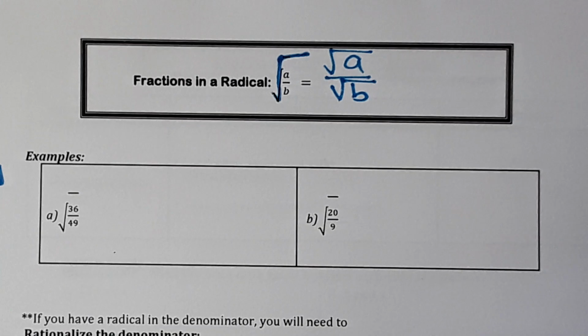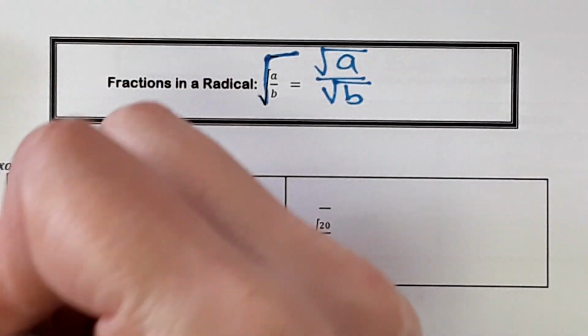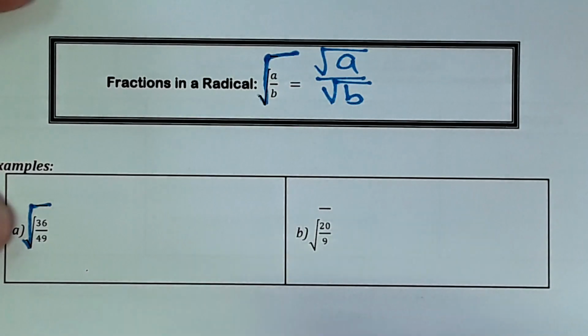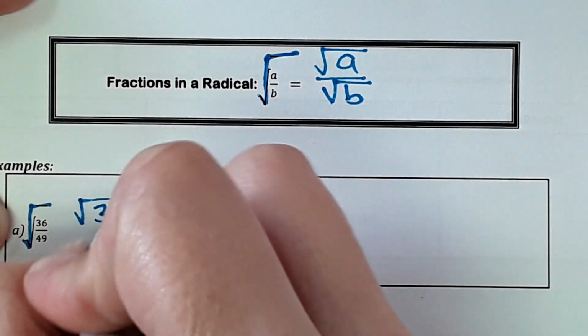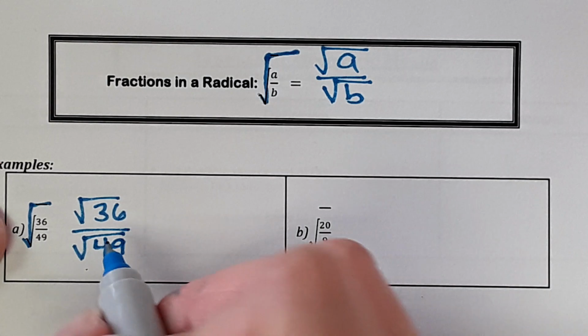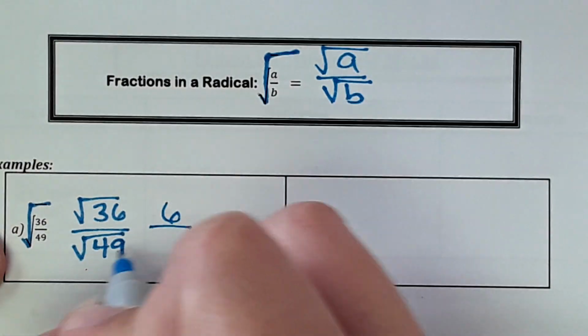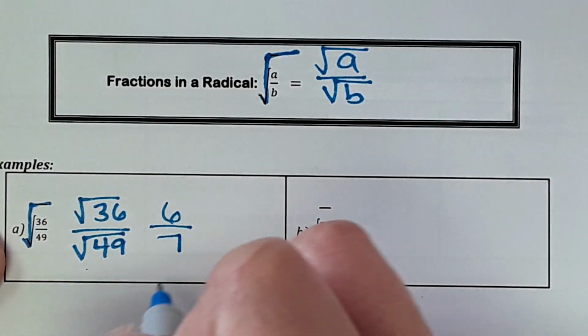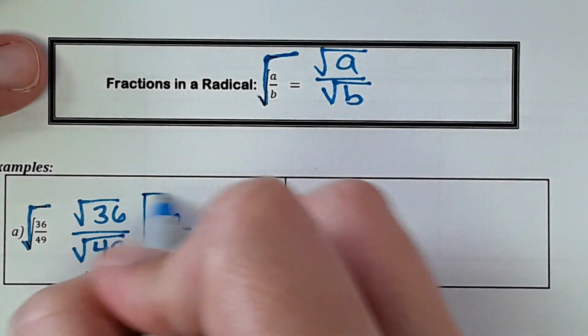Okay, so looking at a couple examples here. So we got square root of 36 over 49, so we just do square root of 36 over square root of 49 and simplify. So square root of 36 would just be 6, square root of 49 is 7. Simplify if you can, but that's it, 6/7.